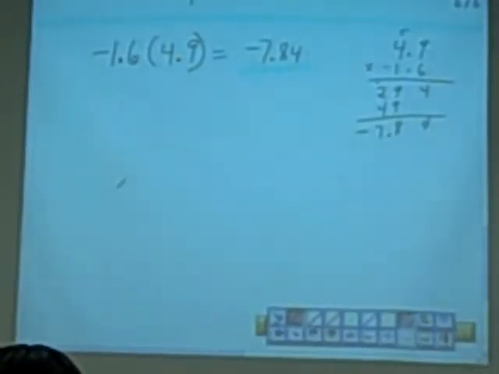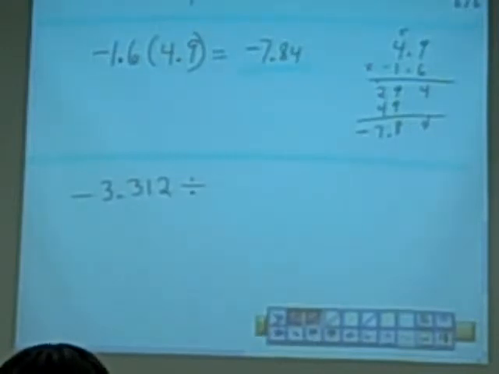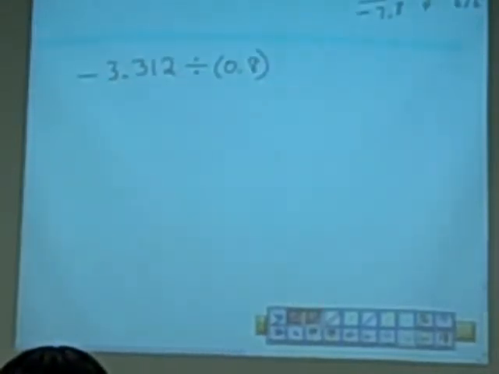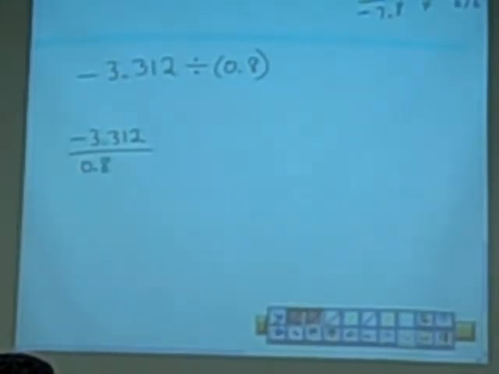Okay, here we have a negative 3.312 divided by 0.8. Okay, we want to divide. So what's the first thing we want to do? Good. Put it in rational form. Negative 3.312 over 0.8. Now what do we want to do?